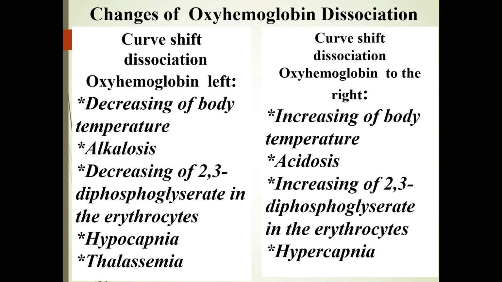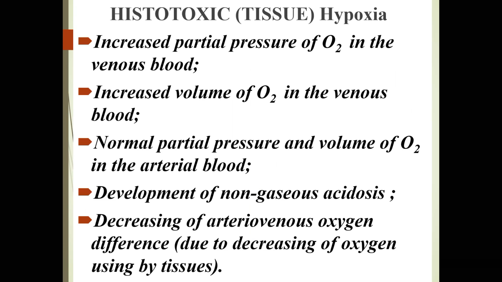The left shift occurs with decreasing body temperature, alkalosis, hypocapnia, thalassemia, and decreasing 2,3-diphosphoglycerate in the erythrocyte. The right shift occurs with increasing body temperature, acidosis, hypercapnia, increasing 2,3-diphosphoglycerate in the erythrocyte, etc.